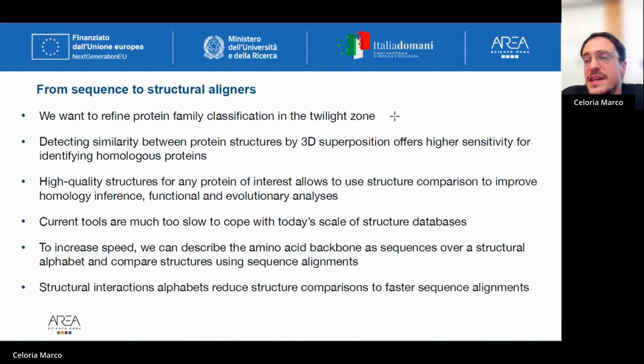So the point here is that we would like to move from sequence aligners to structural aligners to classify proteins within the twilight zone. Such tools are available, but unfortunately, clustering by structure is a non-trivial task. It's very computationally expensive, especially for very large databases. So we need structural aligners, but we need them to be fast enough to be able to classify structures of millions of proteins.